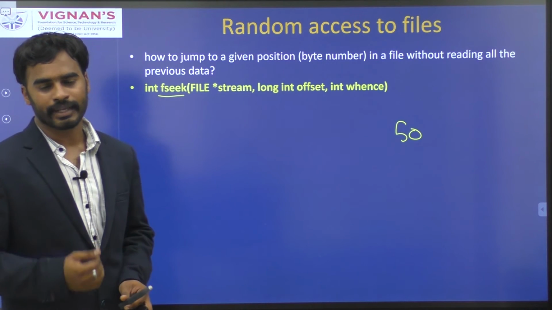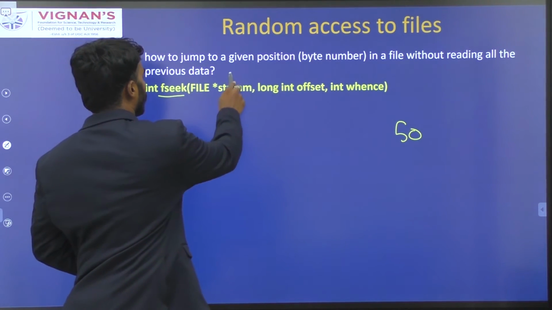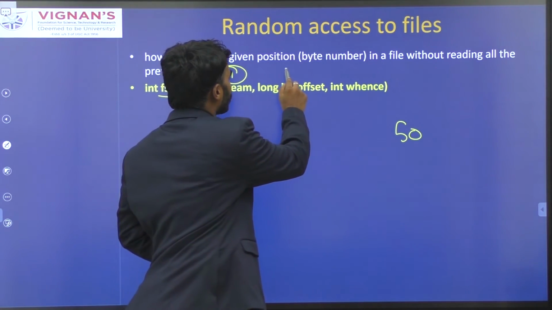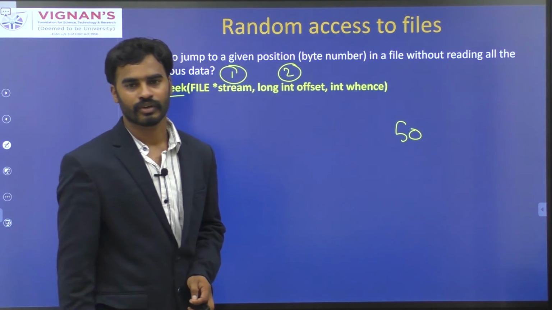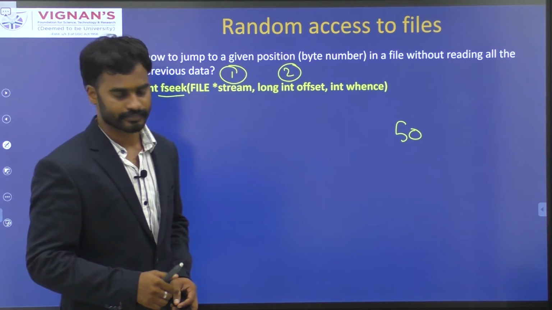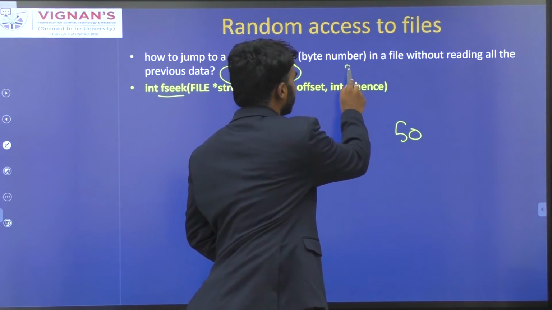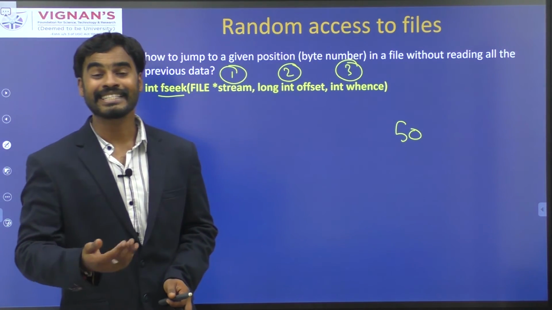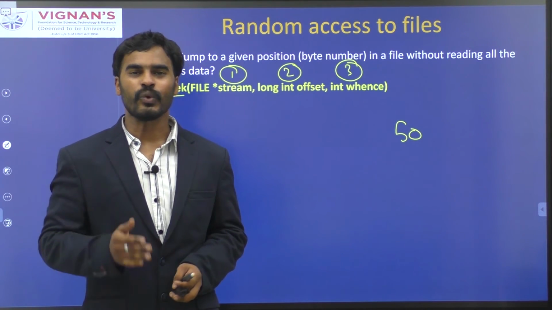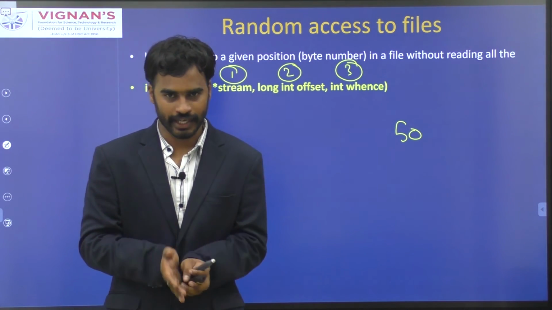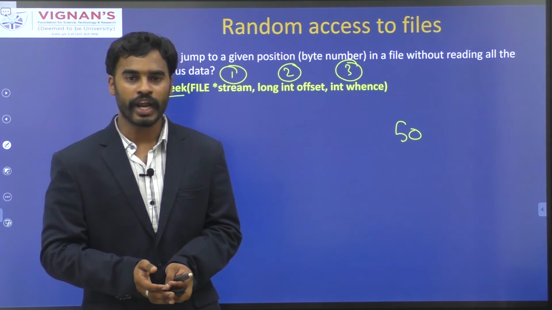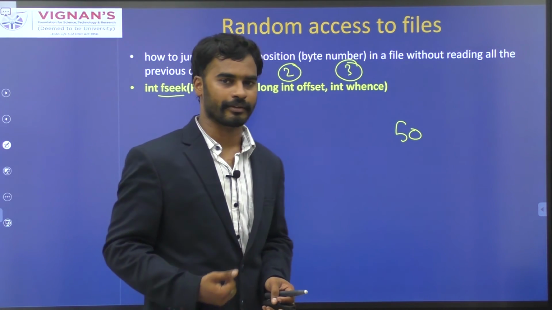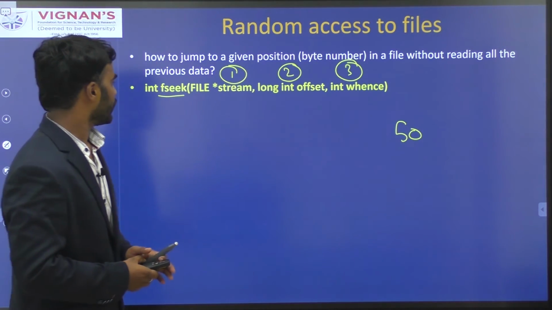This fseek function takes three parameters. One is a file pointer. The next is how many positions you would like to jump in the forward or backward direction. The next one is whence, which is nothing but from which position you would like to jump: from the current position, from the beginning of the file, or from the end of the file.